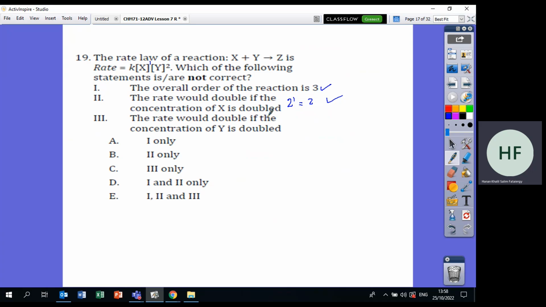So this is correct. The rate will double if y is doubled. If y is doubled, I will put 2 instead of y, 2 squared equals 4. So the rate will be 4 times faster, not double. So this is wrong. We have to choose the wrong statement, so the answer is 3 only. Please pause the video and do the questions again by yourselves.